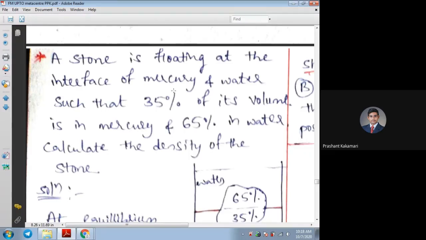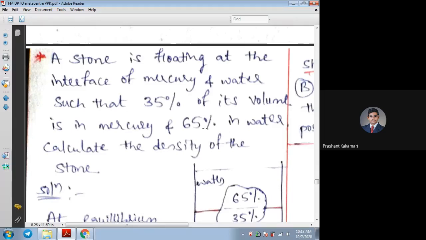So that stone is balanced. Its weight is balanced by the mercury and water in different percentages. 35% of its volume is in mercury, meaning the lower side, and 65% of the volume is in water, on the upper side, because water density is lower. And we also know that water and mercury will not mix, so an interface can be created easily and the stone can float in between.